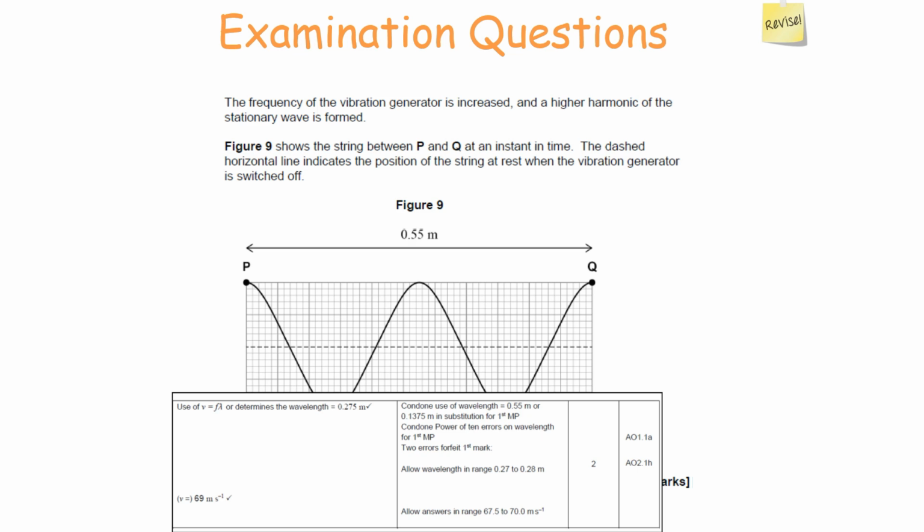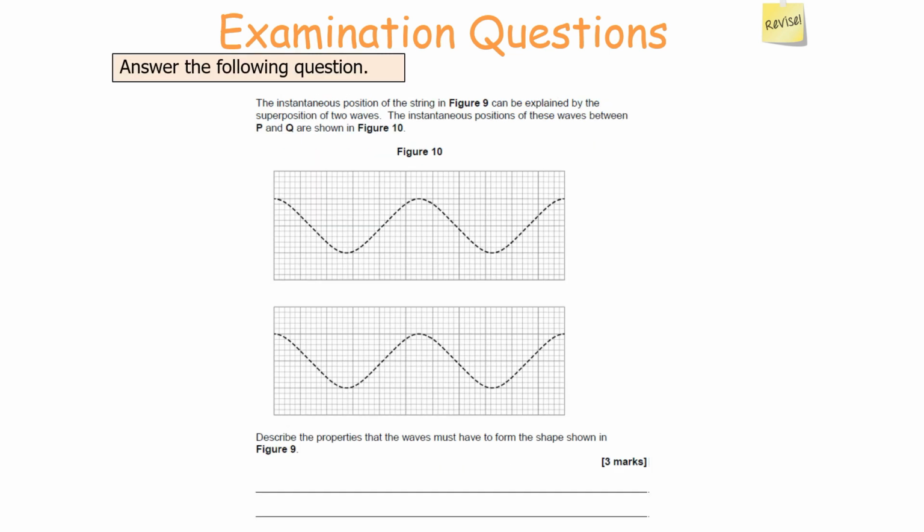We know what our frequency is, it was given in the question. We multiply the two values and we get 69 meters per second. Again, that's an appropriate estimation, you would think, for the speed of a standing wave on a string. Let's have a look at our next question.